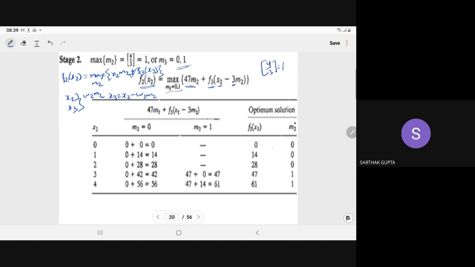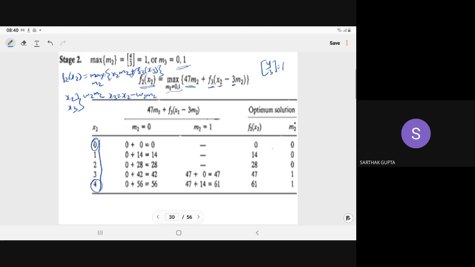So now, the state variable for stage 2 can be 0 if you have allocated all the space in stage 1, then there is no space for stage 2. If you have not allocated any space, then all the 4 tons will be available, so the state variable will be 4. So for all the choices we write 0, 1, 2, 3, 4, because the remaining space can be an integer only.